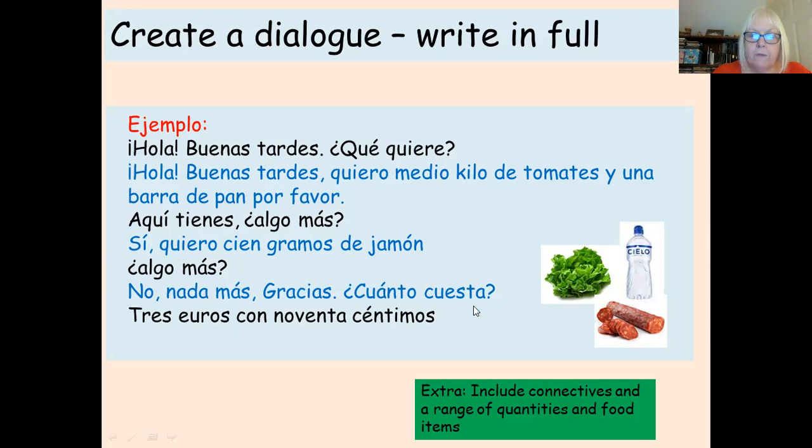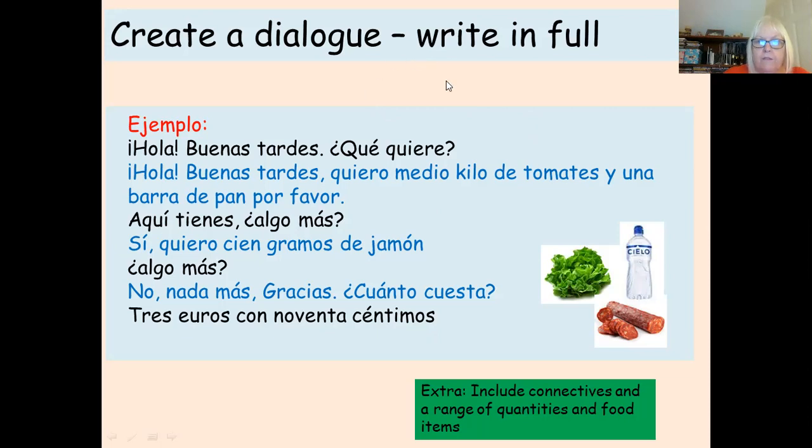So that's hello, good afternoon. I want half a kilo of tomatoes and a loaf of bread, please. They've got less formal very quickly because now he's saying, here you are. Here you have what you've wanted, your half a kilo of tomatoes and a loaf of bread. Anything else? Yes, I want 100 grams of ham. Anything else? No, nothing else or nothing more. Thank you. ¿Cuánto cuesta? How much is it? 13,90 €. So I'd like you to write your own dialogue, please.